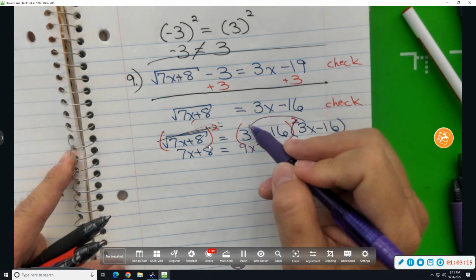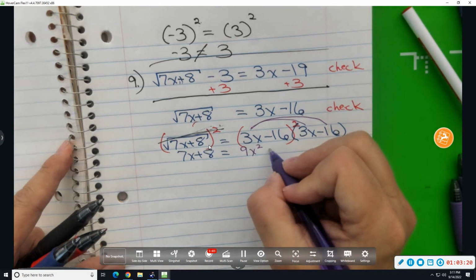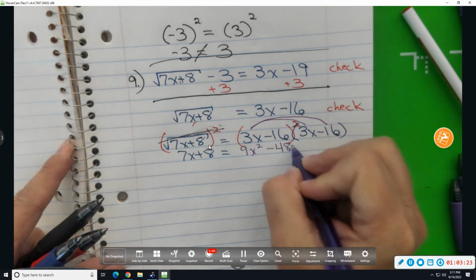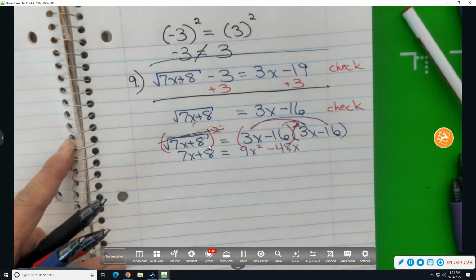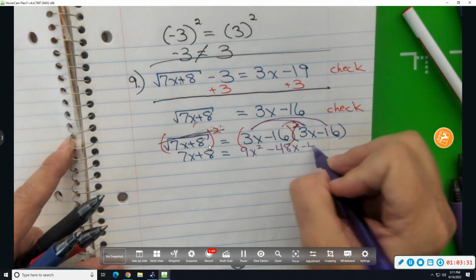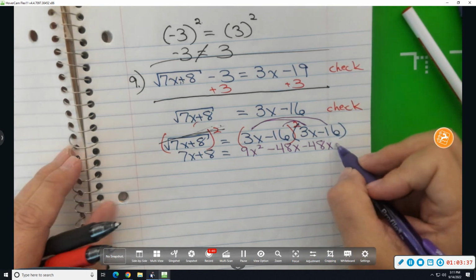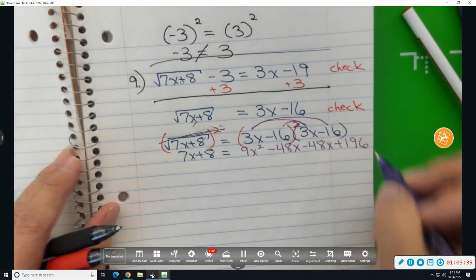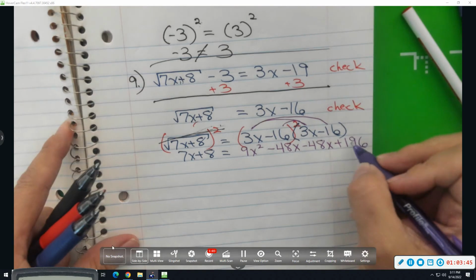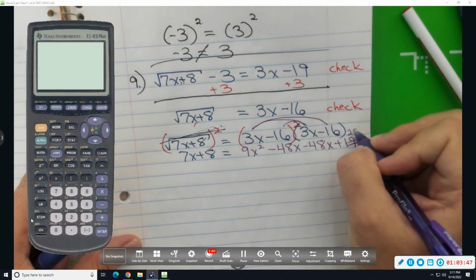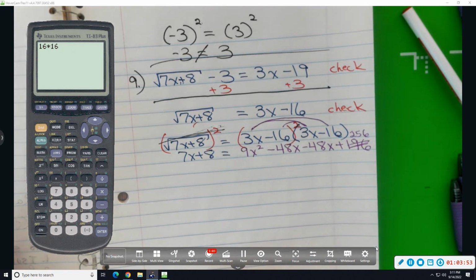What about outer? 3x times a negative 16. I agree, negative 48x. Inner: another negative 48x. And negative 16 times negative 16, is that a positive 196? Oh, what am I thinking? It's 256. 256, you're right. Plus 256. I'm thinking 14 times 14.